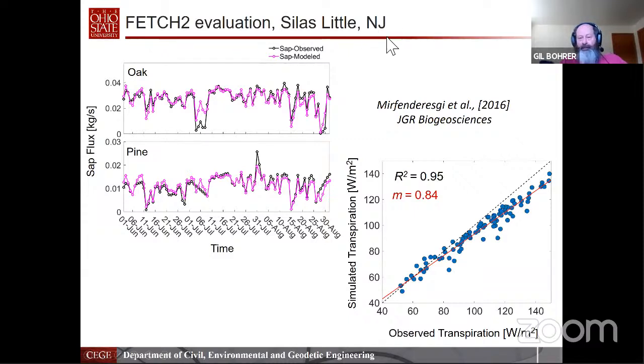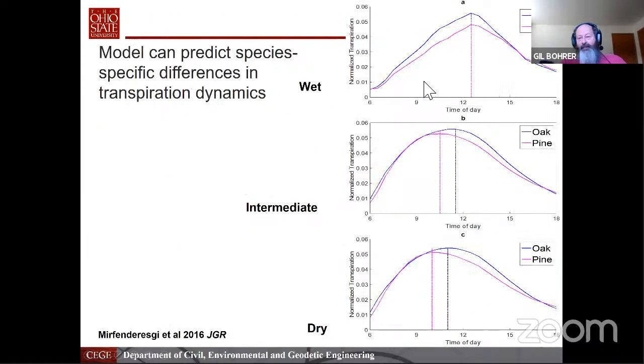There we compare to a sap flow data set from New Jersey. Very good fit, slope close to 1. The model is very convincing. We're very happy with it. The cool thing that you can do with the model is things that are very hard to do from observation. So now we can use the model as a surrogate to understand the hydraulic properties of the trees.